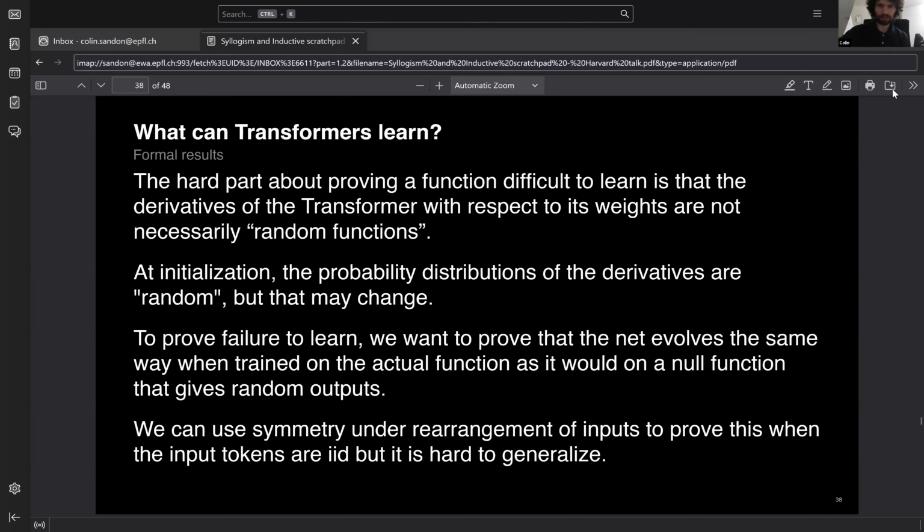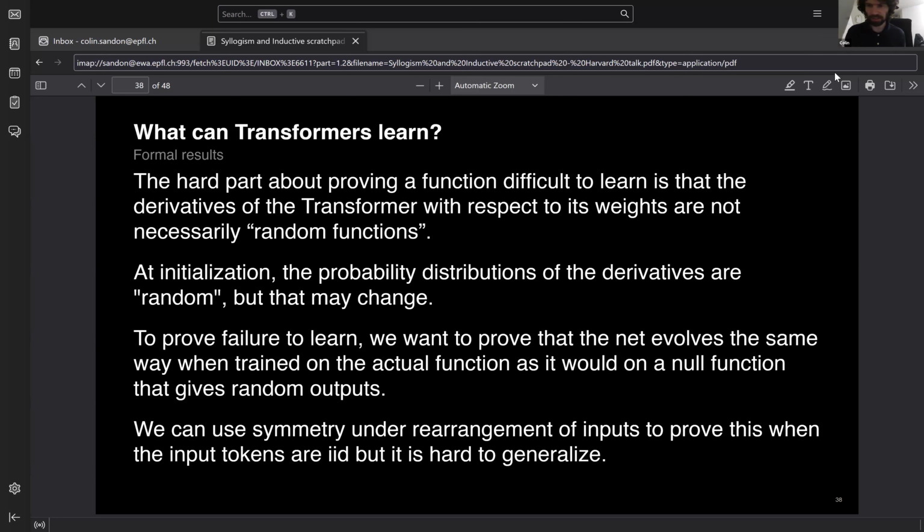Okay, now the hard part of actually proving that is that the derivatives of the transform with respect to its weights are not necessarily random functions, in the sense I mean. We can reasonably argue by symmetry that at initialization they'll be random in the relevant sense, but that could change.